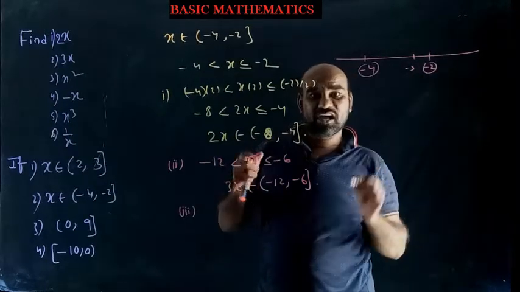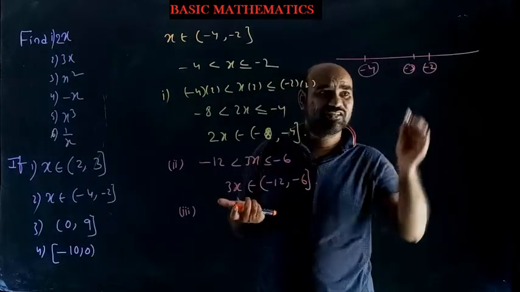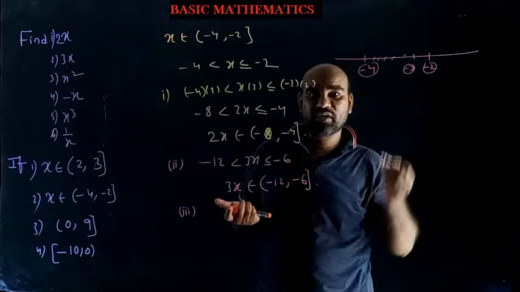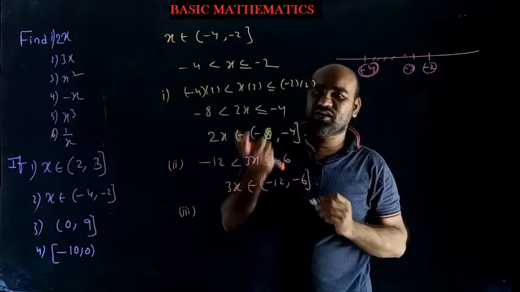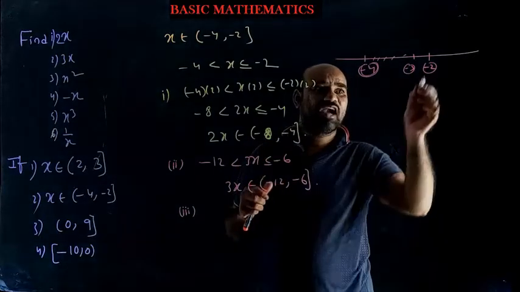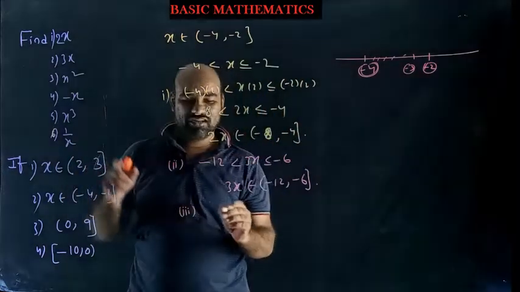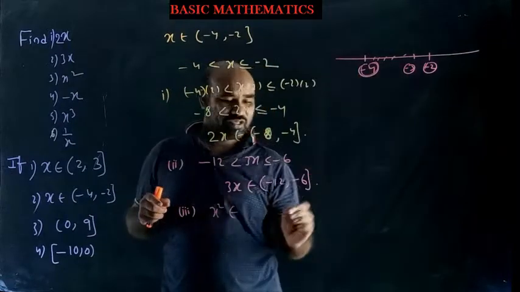Minus 2 squared gives 4. Minus 3 squared gives 9. Infinitely many numbers are there between minus 4 and minus 2, and all of those should be squared. Among those, minus 4 squared becomes the bigger one, and minus 2 squared becomes the smaller one. That's why directly I want to write x squared belongs to, 16 is the bigger one.